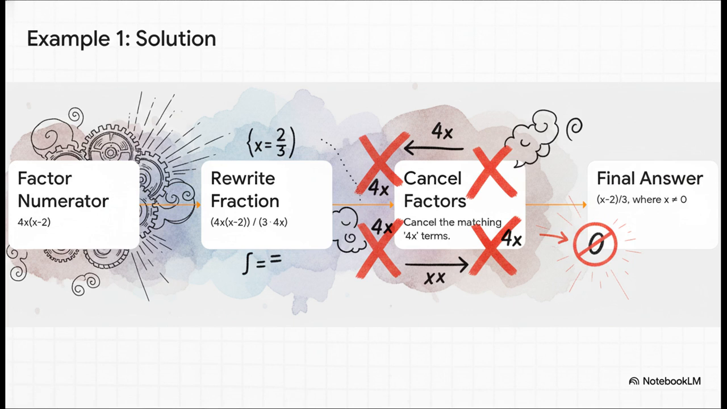But, and this is important, we have to look back at the original denominator. It was 12x, which means x is not allowed to be 0. We have to carry that restriction over.